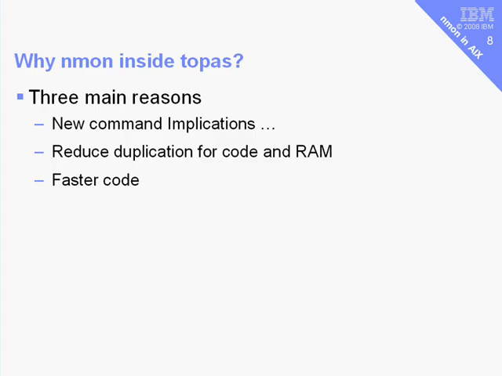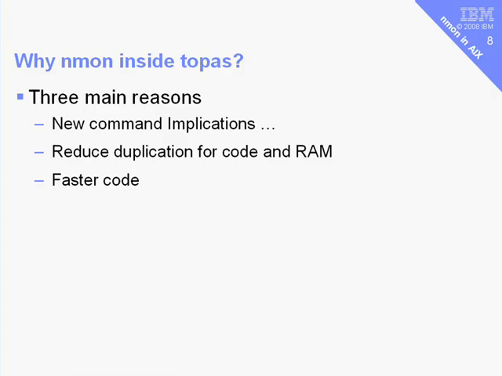Now, the nmon function is put inside the topas command, and we've regarded the topas command as a bit of a competitor, really. But this has three main reasons. First, we don't like making new commands inside AIX for each new function. The problem with that is if we add, say, 10 or 15 new commands every year, over 10 years you end up with hundreds of new commands to learn and understand, and that doesn't help the systems administrators very much.